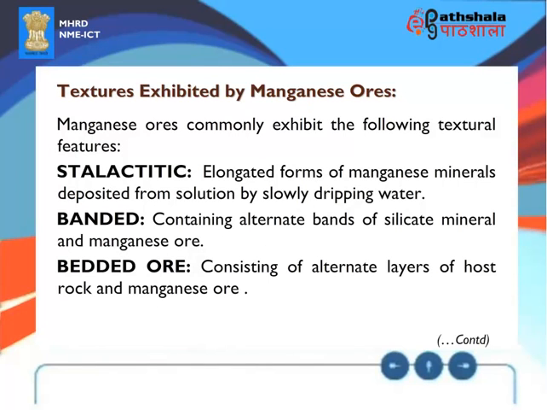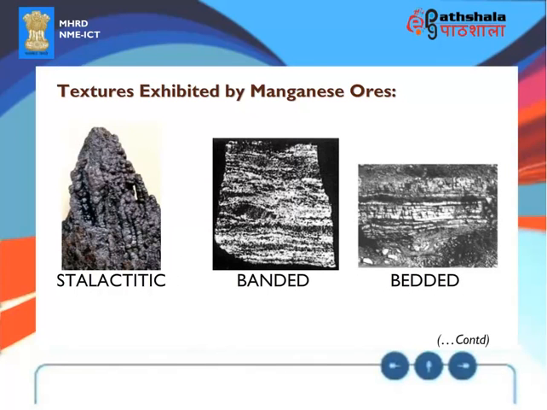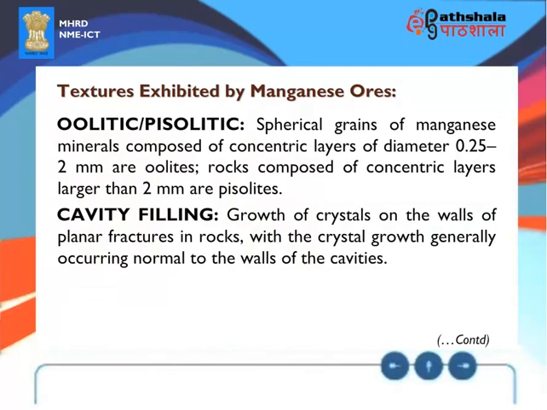Manganese ores commonly exhibit the following textural features. Stalactitic: elongated forms of manganese minerals deposited from solutions by slowly dripping water. Banded: containing alternate bands of silicate mineral and manganese ore. Bedded ore: consisting of alternate layers of host rock and manganese ore. Oolitic and pisolitic: spherical grains of manganese minerals composed of concentric layers of diameter 0.25 to 2 mm are oolites.